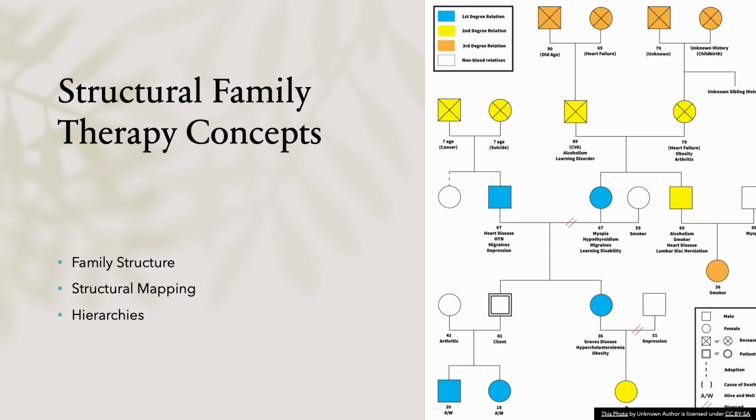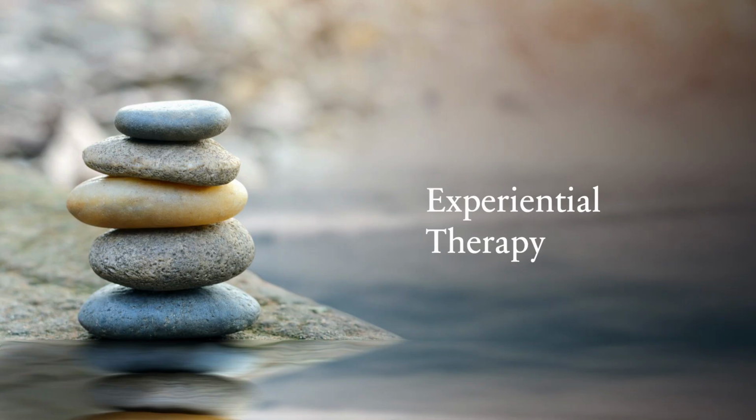Family structure is an invisible set of functional demands that organize the way members interact with each other. It's made up of subsystems, marital, parental, sibling, and there are coalitions, which is when two members join forces against a third member, and boundaries. All of that is regarding family structure. Then there's structural mapping or genogram, mapping relationships using symbols to represent over-involvement, conflict, coalitions, and so forth. Hierarchies are the distribution of power.